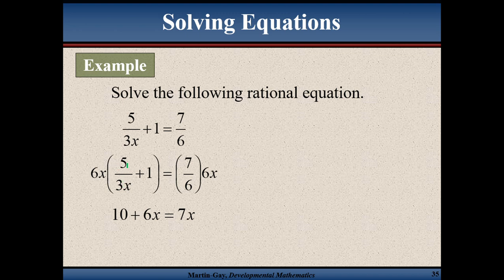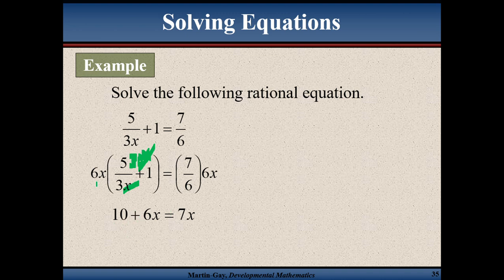Ito, ilan ito? Kasi 5 times 6 is 30, 30x yan, di ba? And this one, we have to solve for, look for the value of x. So we have 30x. So 30 divided by 3 is 10. And then x is canceled. Cancel yung x na yun, di ba? So kaya naging 10x yan.